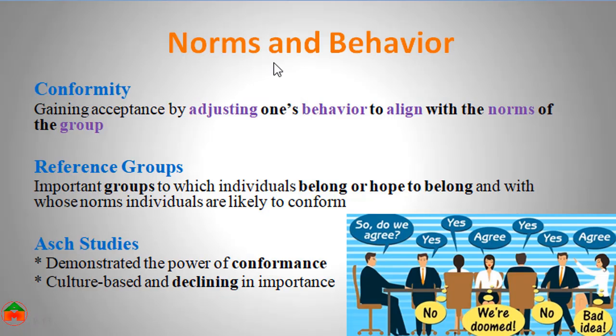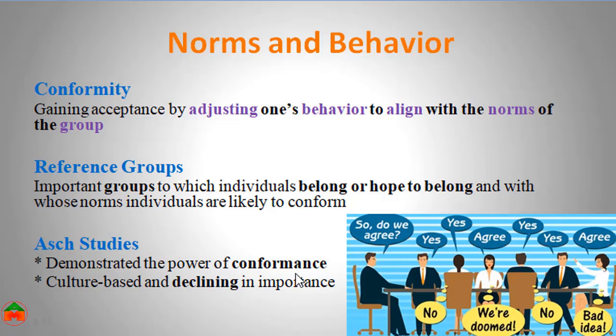Group norms and behavior are based on conformity, where individuals gain acceptance with the group by changing their behavior to more closely match that of the group. Individuals will match their behavior to reference groups, that means the groups they see as important. And the Asch studies furthered our understanding of conformity and demonstrated the power of conformance.